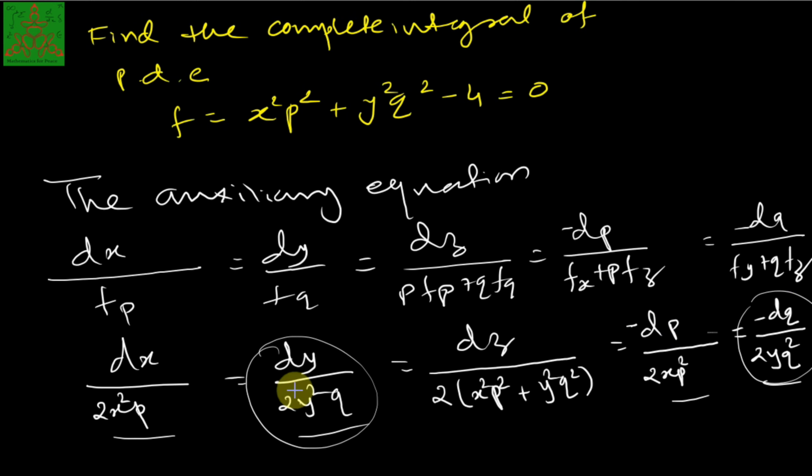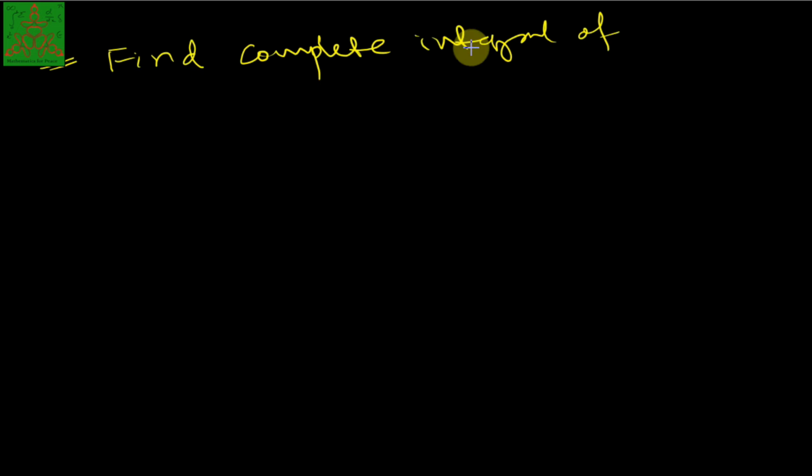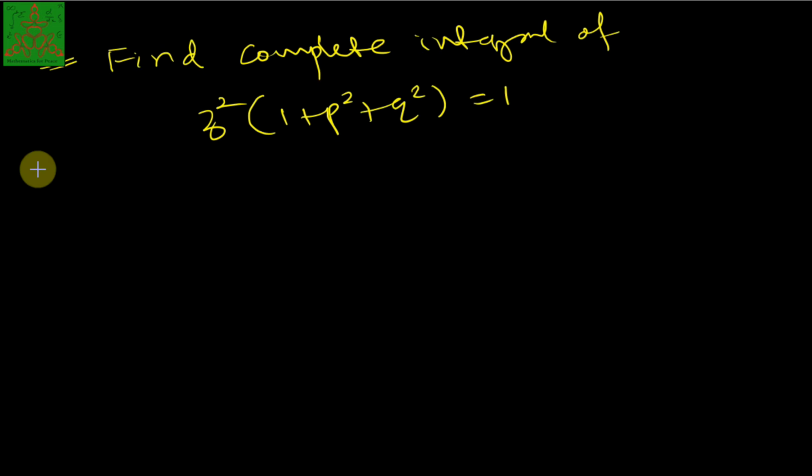The question is: find the complete integral of z square into 1 plus p square plus q square equal to 1. So the auxiliary equations of this equation, using Charpit's method, are dx upon fp. Now I will not write the whole auxiliary equation, I will directly write down what fp is, that is z square into 2p, because the derivative of p square will be 2p and z square is multiplied with that. This is fq, that gives me 2z square q.